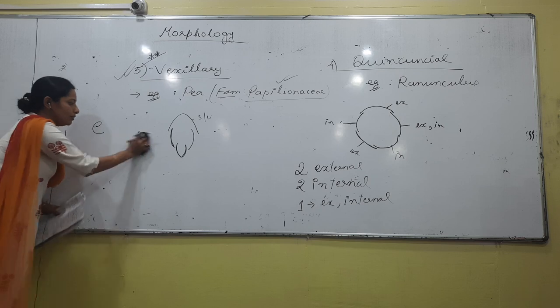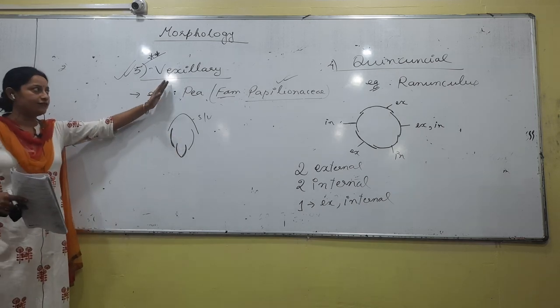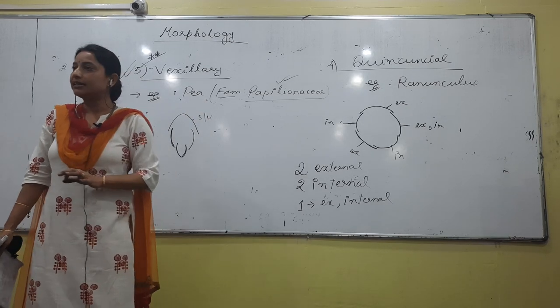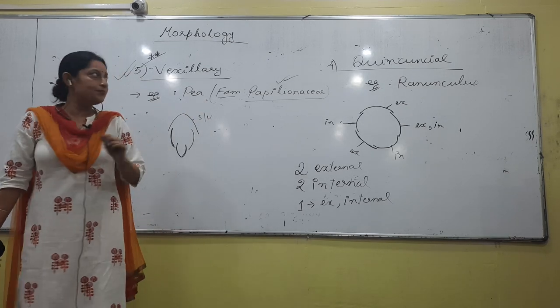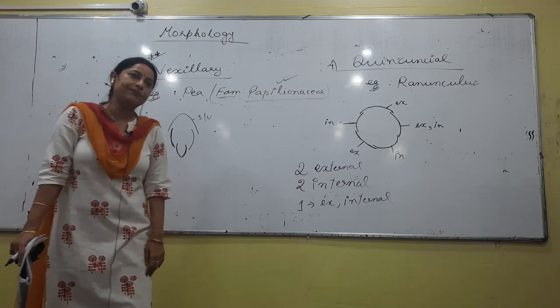As of now we are talking about the estivation that looks like a cone tree, which is vexillary. Out of the five types of estivation that we have studied, the most important is vexillary, right?